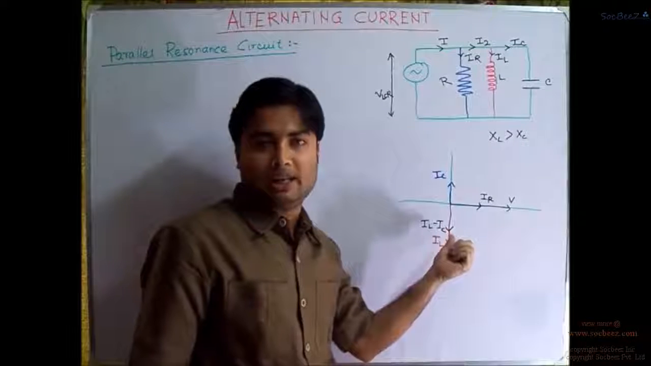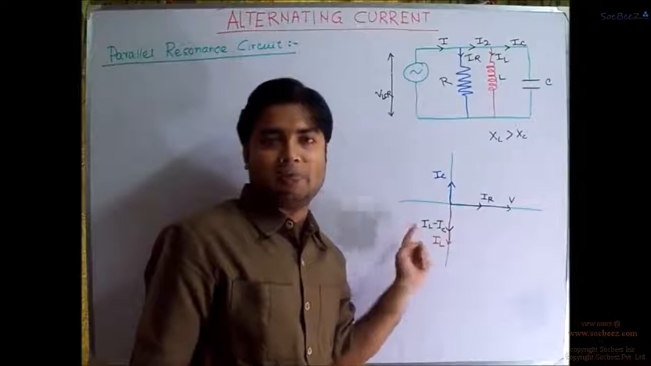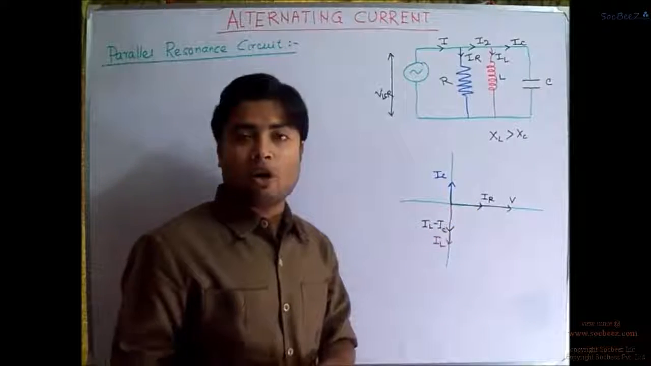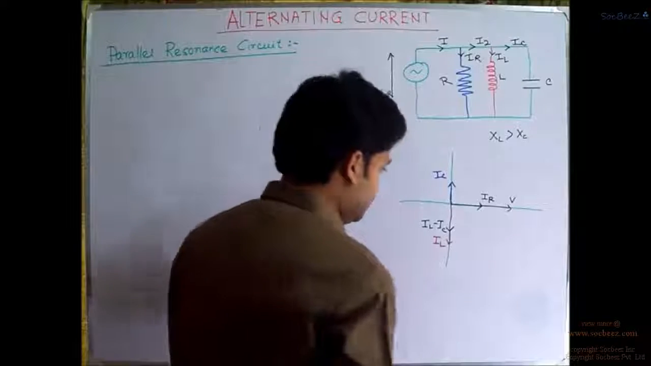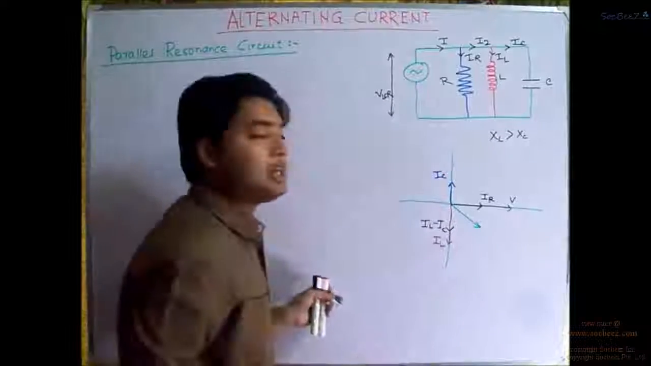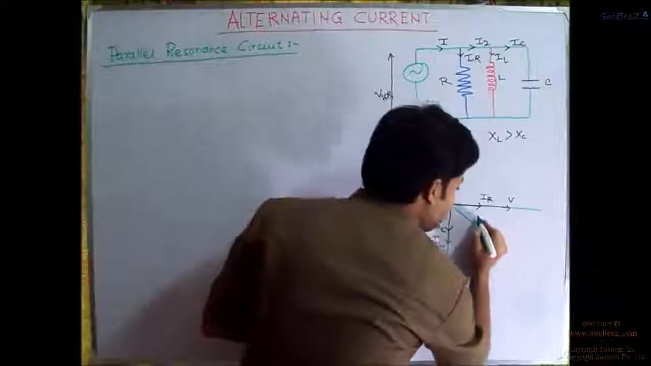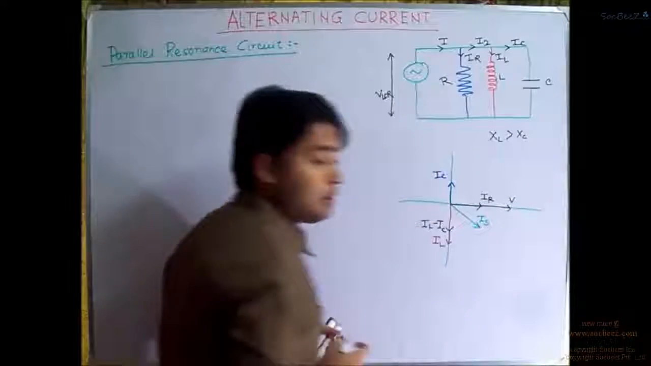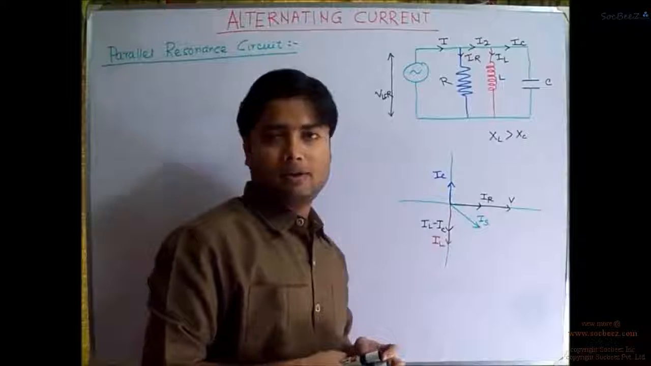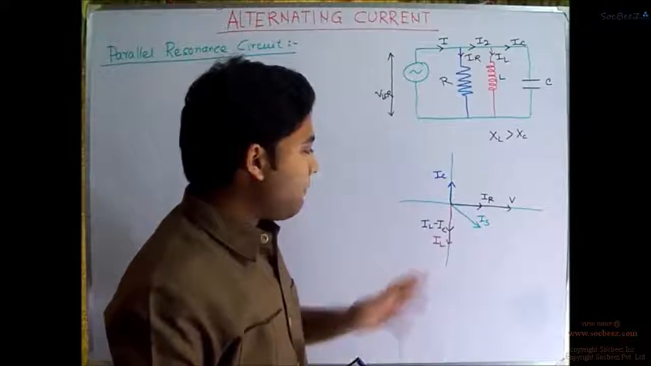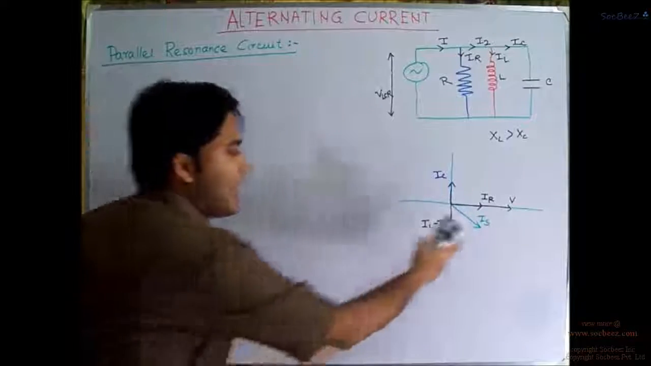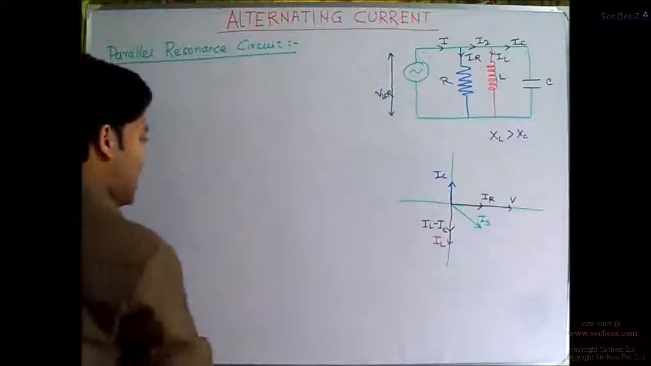Again we need a vector addition of the IL minus IC component with the IR. So applying the parallelogram law of vector addition, this is the actual current that is flowing. Let us take it as IS, and obviously it will be lagging behind by a certain angle, say phi, right?